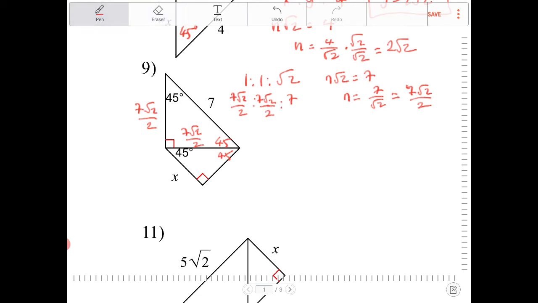Okay, and then I got to repeat that again. This time, 7 radical 2 over 2 is the hypotenuse. I got to figure out what the other 2 legs are. So n radical 2 is equal to 7 radical 2 over 2. So what would n equal to? It would be 7 halves. These will be 7 halves apiece.